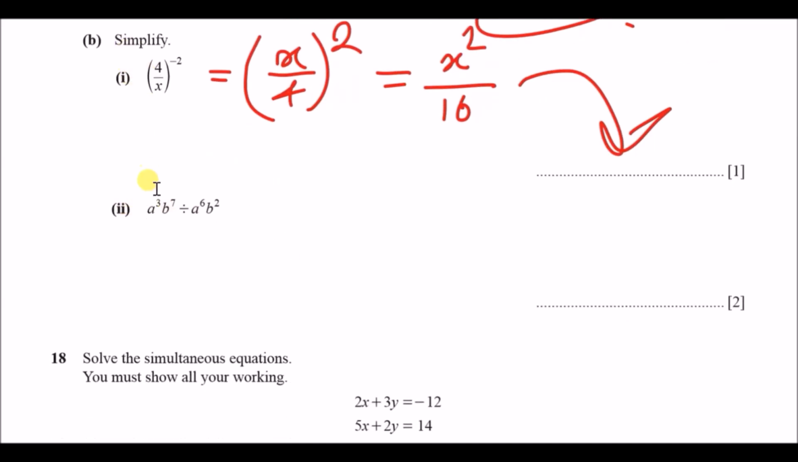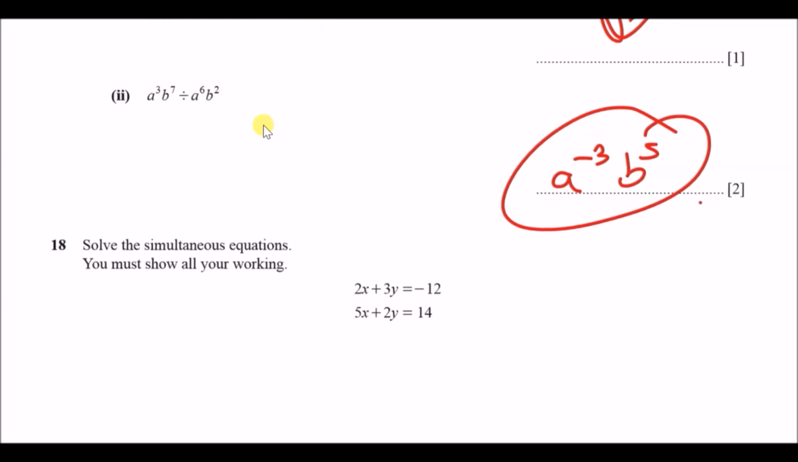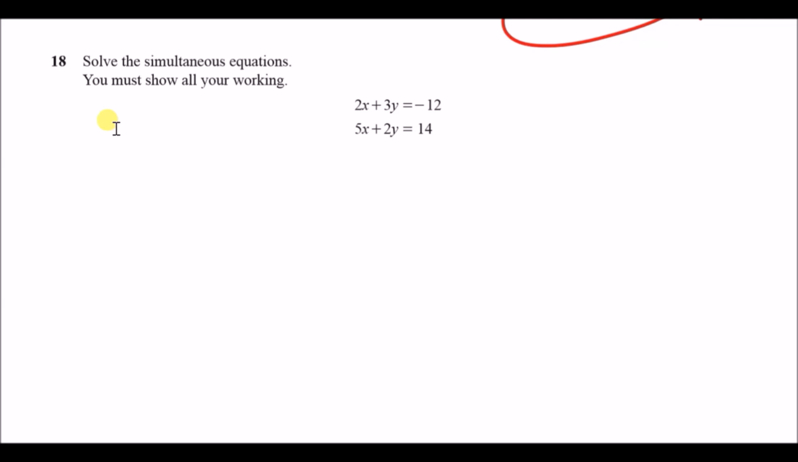Next one, simplify a to the power 3 b to the power 7 divided by a to the power 6 b to the power 2. Like the first problem where we added the powers, in this case we subtract the powers when we divide. So do it term by term. a to the 3 minus a to the 6 gives us a to the negative 3. b to the 7 take away b to the 2 is going to be b to the power 5. And that's all.